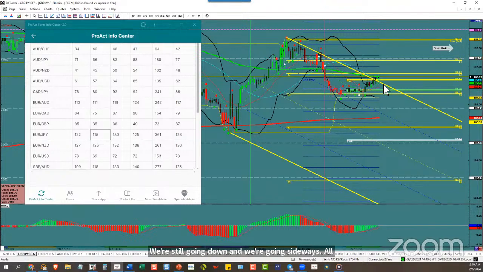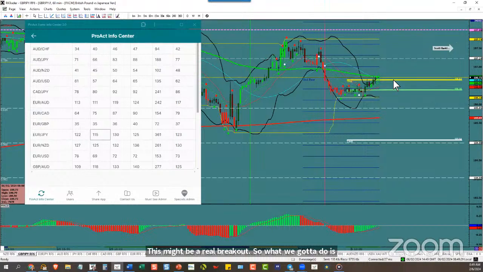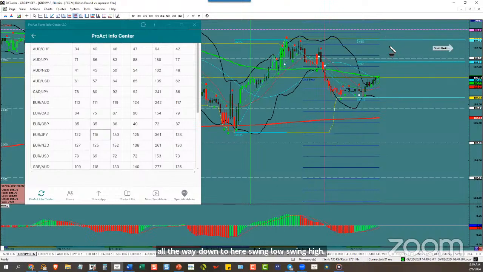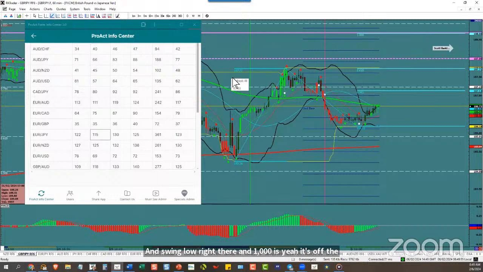So what we got to do is get rid of the downside stuff. All right. Right here. And we'll take that off. Get rid of the downside stuff. We'll leave the fibs on here, and we find the target. All right, so we're going to find the target by the 1,000. It's going to be a really big one because we got to go all the way down to here, swing low, swing high, and swing low right there. And 1,000 is off the charts. That's how far up it is, way up here. But it's valid, right? We're going to replace that channel with this right here. And it says we may not be broken out yet at all.